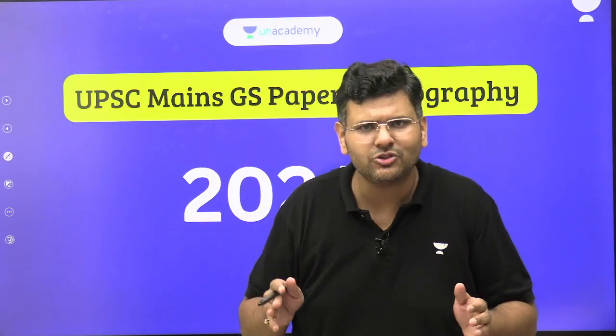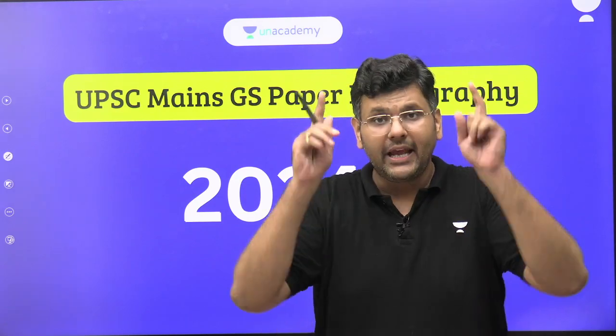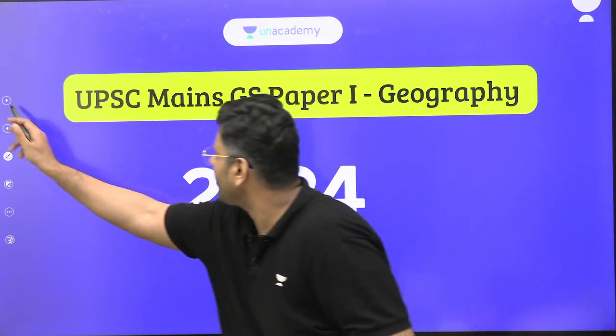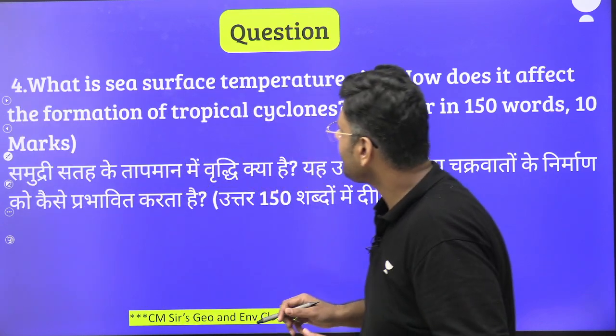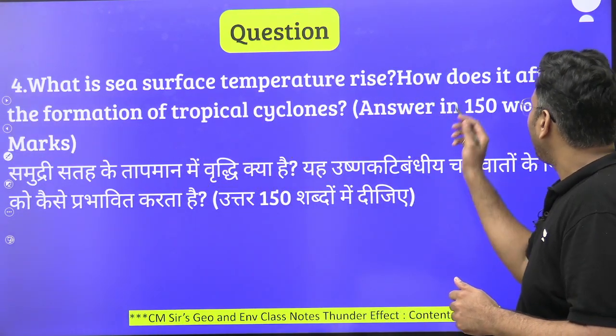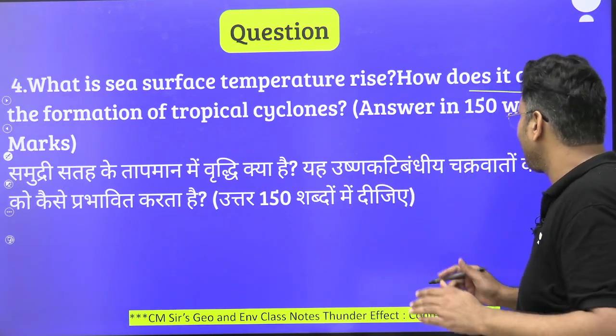Let's start with an analysis of what has come in UPSC CSE Mains 2024 in the paper 1 geography. I'm beginning with the session. Let's understand the first question going to come in front of you. What is sea surface temperature rise? How does it affect the formation of tropical cyclones?